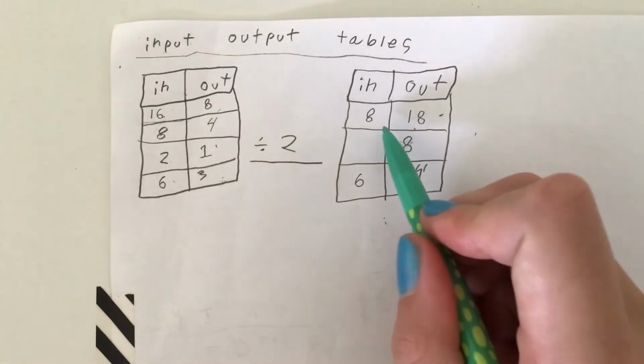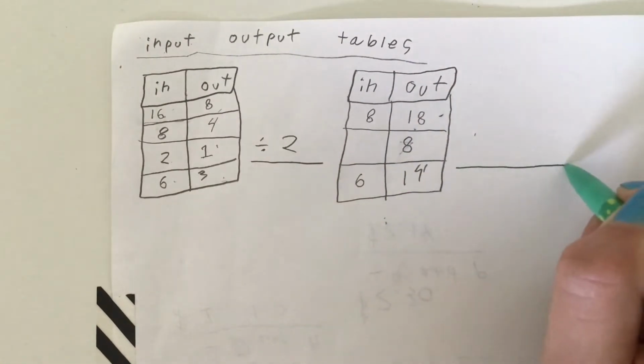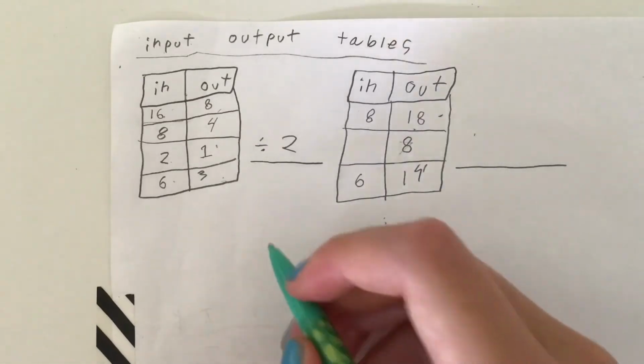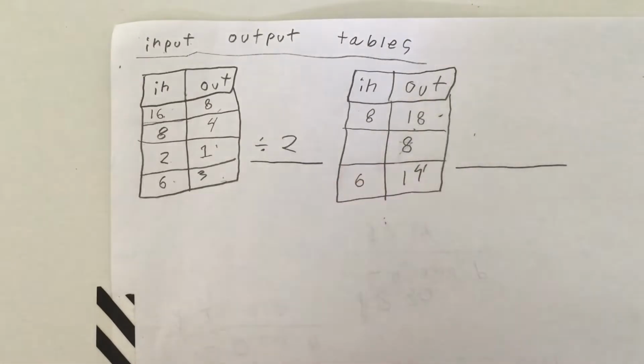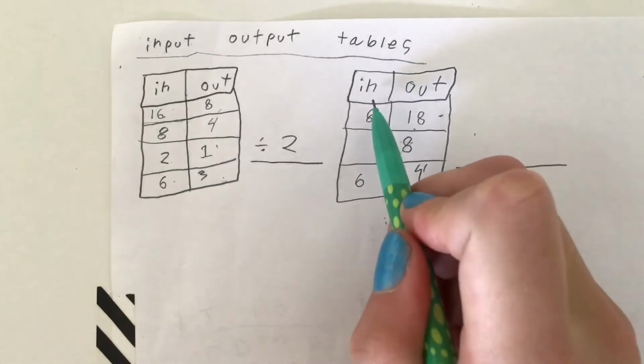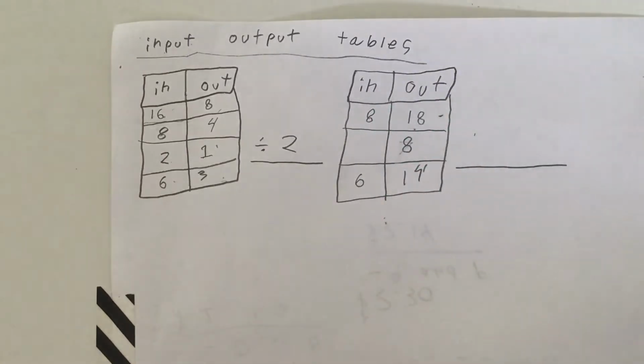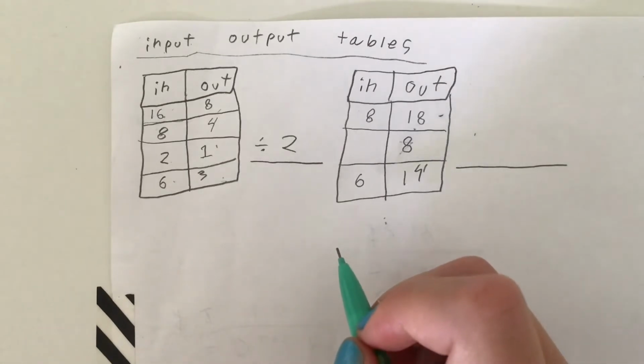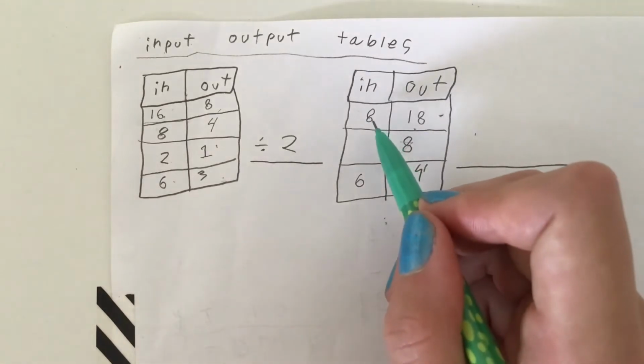So our new one is we're going to do the same thing, but this one's going to be a bit harder. What I want you to remember, though, is an input-output table can have multiple steps, just like math problems have multiple steps. So let's try this.